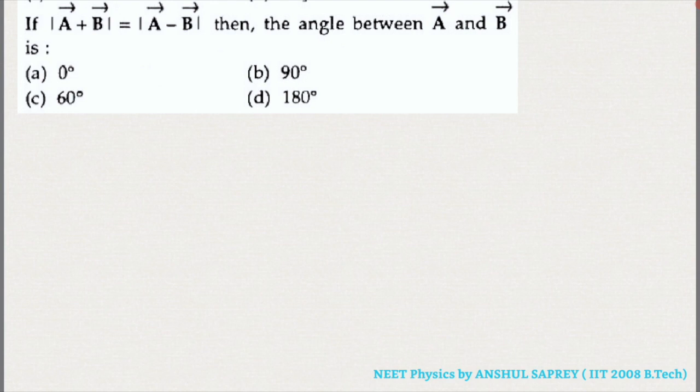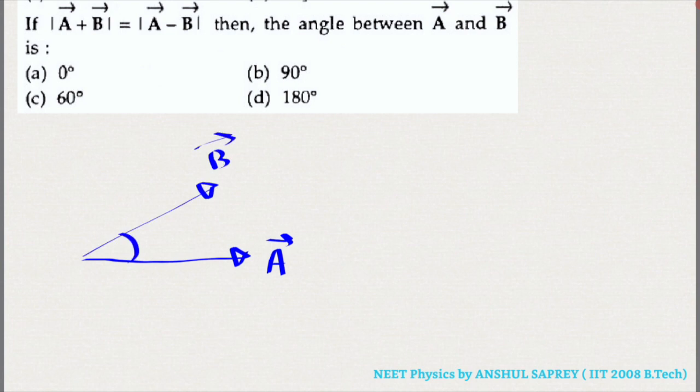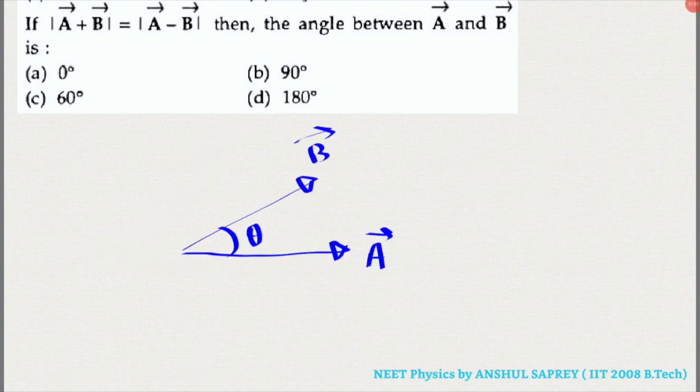So let us draw a diagram showing these two vectors a and b, with their tails coinciding. A vector, b vector, angle between them theta. If we reverse the direction of b vector, it will become minus b vector. So let's draw a vector plus b vector by completing the parallelogram involving a and b vectors.